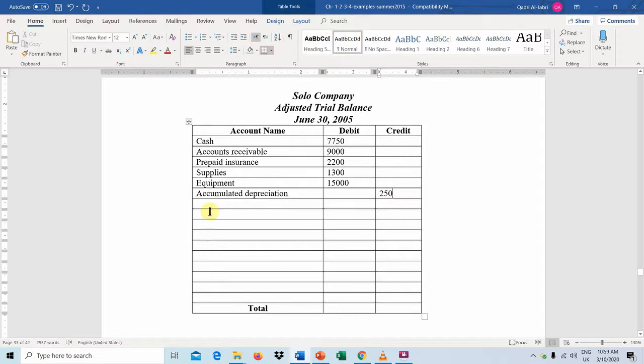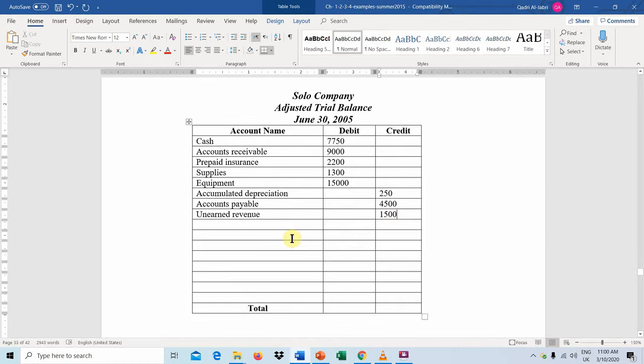Next step is to have liabilities. First of all, we have accounts payable. Credit for sure for 4,500. Unearned revenue, this is a liability, and it will be credited by 1,500.